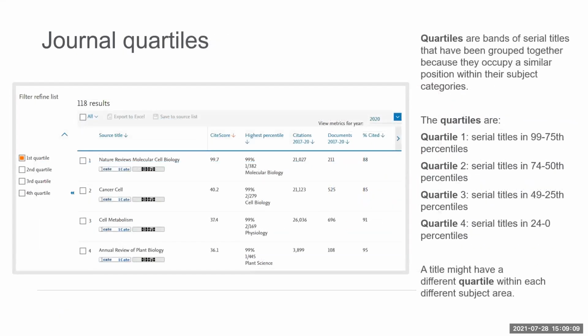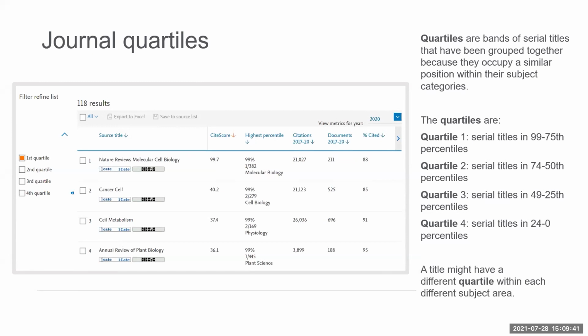And quartiles also use the CiteScore, where titles are divided into quartiles based on the CiteScore or the journal impact factor. Each of the quartiles represents a 25% band. So quartile 1 would be the titles in the 99th to the 75th percentile, and this would also indicate the quality or the prestige of the journal.